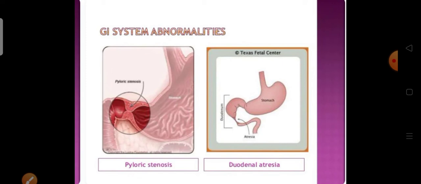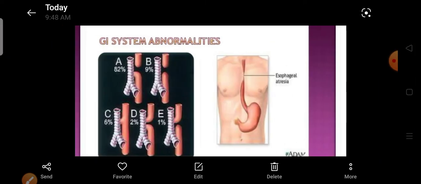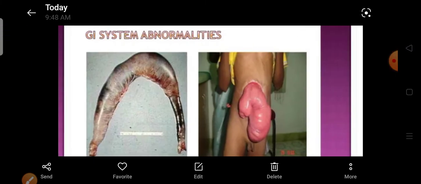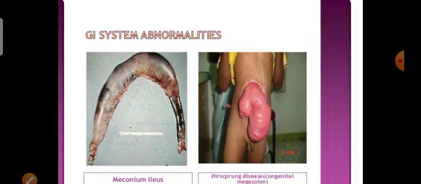Next one is GI system abnormalities, pyloric stenosis. Here also there will be a narrowing, the stenosis, no? Okay, next GI system abnormalities here also. Okay, meconium ileus. Meconium is nothing but the first motion of the baby. Okay, like this will be the ileum.